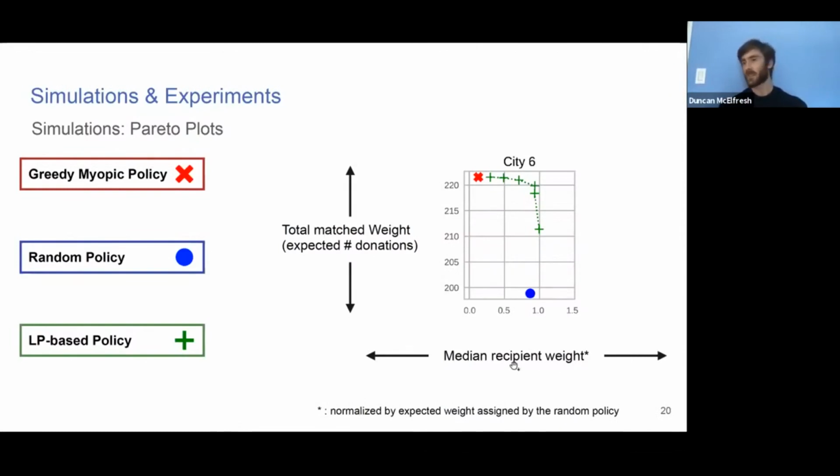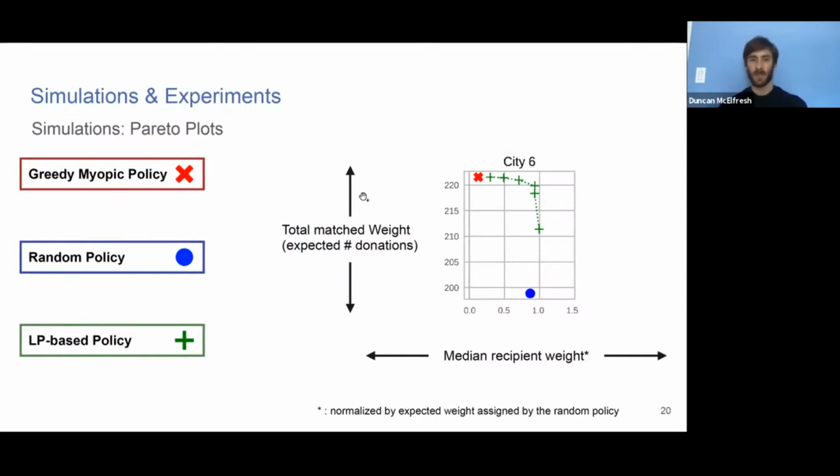So this is going to be some kind of measure of fairness between recipients. We want, on average, recipients to receive some fraction of the weight that they could have received in a random policy. So the higher we are on the horizontal axis, the more to the right, the higher the median weight overall recipients. And the higher we are on the vertical axis, the higher the total number of donations we have.